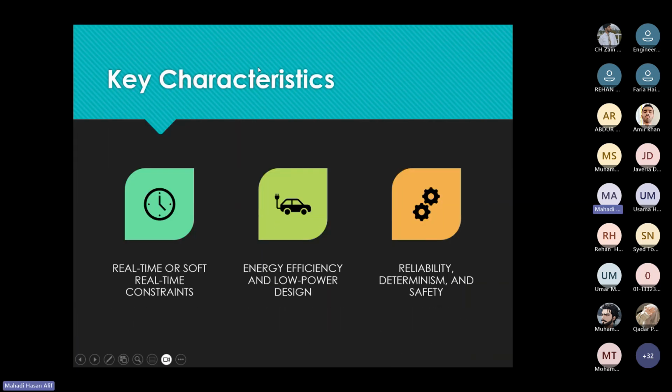And some key characteristics of embedded systems, I've already mentioned some of them, like real-time or soft real-time constraints, which is true because when I work with an IMU sensor, generally I have the frequency set to 1 kilohertz, which means that I'm getting 1000 data points in just 1 second. So it's like real-time data. Then it has to be energy efficient with a low power design, and have reliability, determinism, and safety, which means the system has to be reliable. The system has to do what it's supposed to do. And of course, it has to be safe to use.